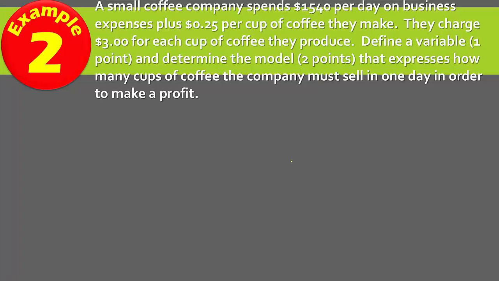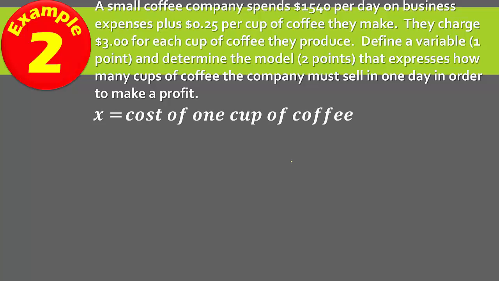Alright, next example. A small coffee company spends $1,540 per day on business expenses plus 25 cents per cup of coffee they make. So that's what they are spending. They charge $3 for each cup of coffee they produce. So we need to again define a variable and determine the model that expresses how many cups of coffee the company must sell in one day in order to make a profit. So now we want to make a profit. So that means any amount above our expenses is going to be considered profit.